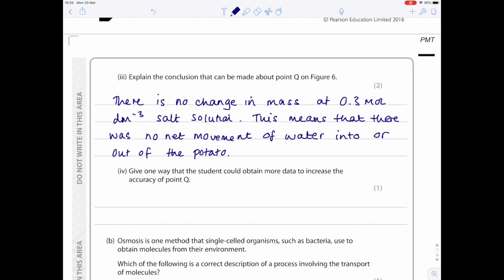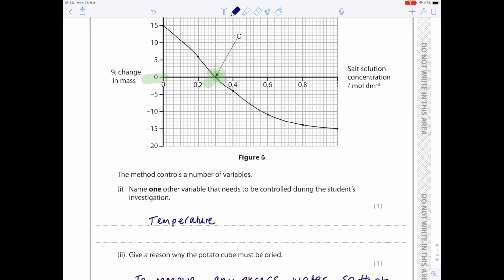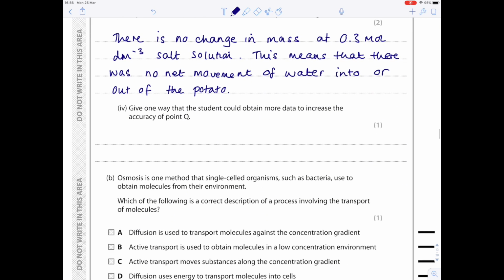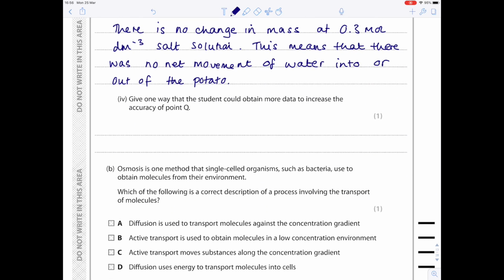Give one way the student could obtain more data to increase the accuracy of point Q, clearly by taking more readings. So rather than just taking readings for 0, 0.2, 0.4, 0.6, etc., you could take intermediate readings. So you'd have one here, here, here. So repeat the test using intermediate concentrations.